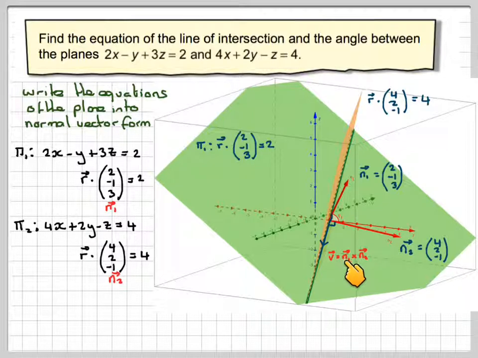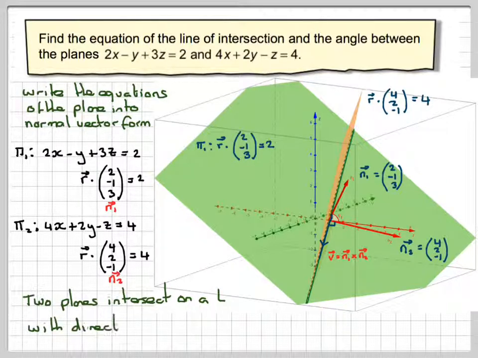Now we need to find this vector here, which will be the cross product, or the vector product, of n1 and n2, because that is the geometrical definition of the cross product: it gives a vector perpendicular to two other vectors. So two planes intersect on a line with a directional vector v, which is going to be the vector product of n1 times n2, and then the only other thing we need to do is find one point on the line.